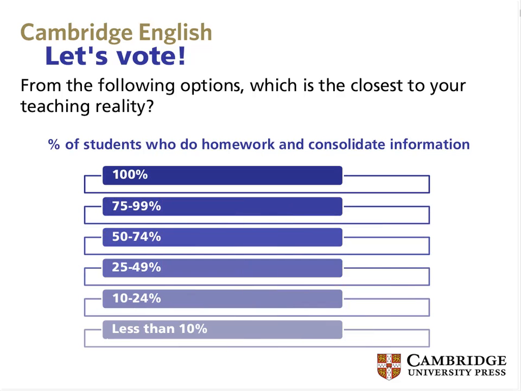So, Alistair, if you want to help us here with the poll, yes. So to the right, we have a poll: from the following options, which is the closest to your teaching reality? What percentage of the students do their homework and consolidate information? This is for us to have certain information about the way your teaching reality takes place. So feel free to vote. This is going to be open for a few minutes, and then we are going to go back to some results.